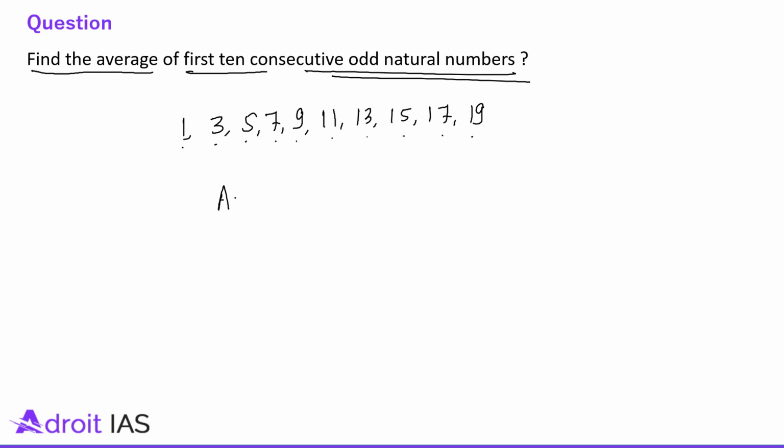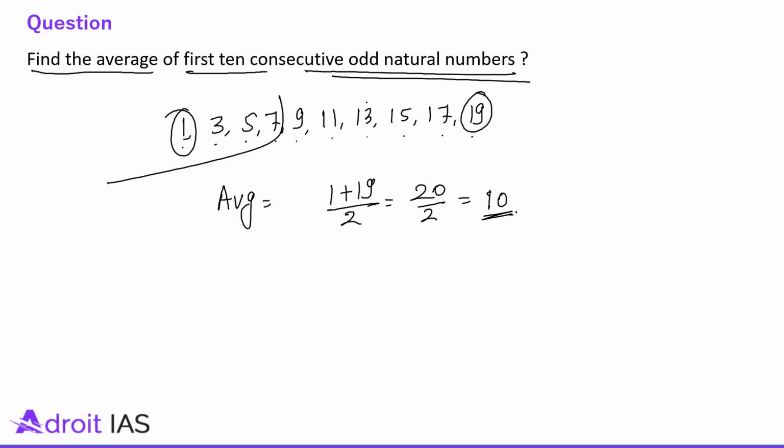So obviously the average is the first term plus the last term divided by 2. So 1 plus 19 by 2, which is 20 by 2, and this is 10. So the average is 10. Or there is another process also: just remove 4 terms from here and 4 terms from here. These are the two middle terms. So the average of these two terms will be equal to the average of the entire series, right? This is also the process. You may use either of the two. Fine. Clear? This is actually a very simple question. Now let's talk about the next one.